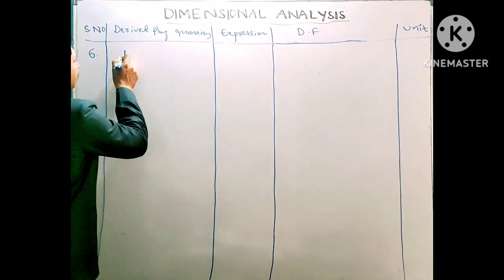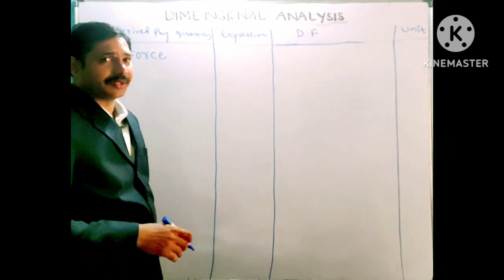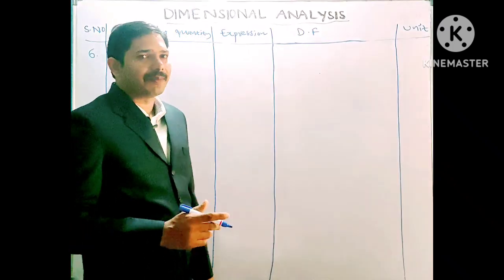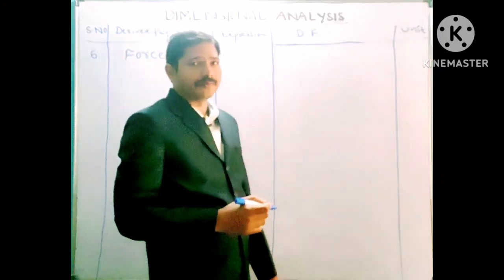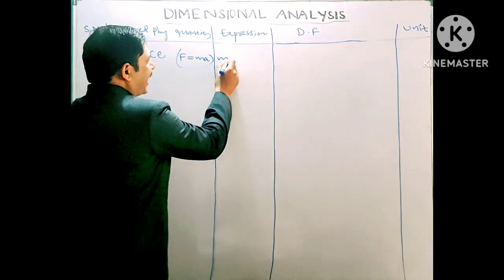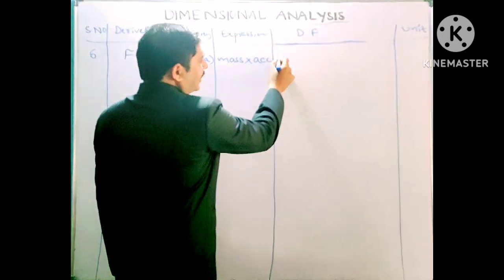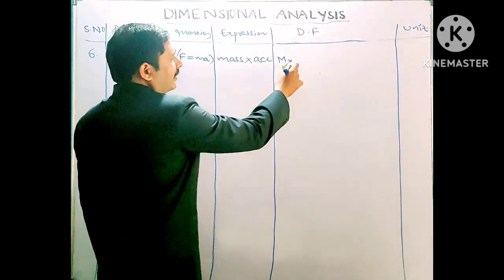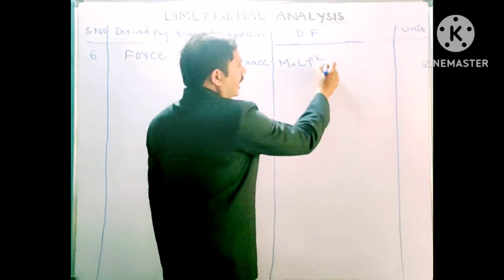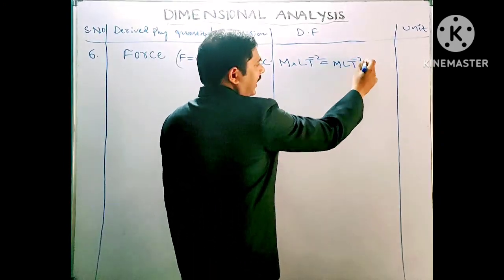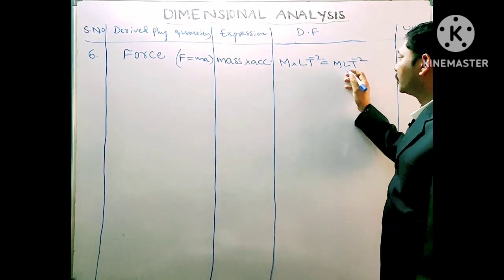Now force. Force expression, we know that mass into acceleration. So how to remember? The well-known formula is there, F equal to ma. Just remember F equal to ma. Then mass into acceleration expression is what? Mass dimension formula is what? Capital M. And acceleration dimension formula is L T to the power of minus 2. Total how much? M L T to the power of minus 2 is the dimensional formula of force.